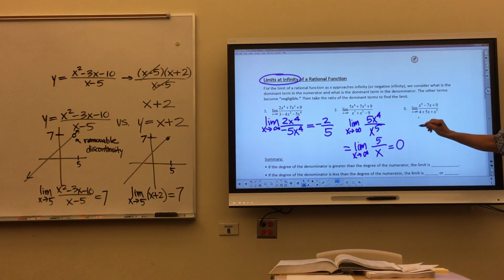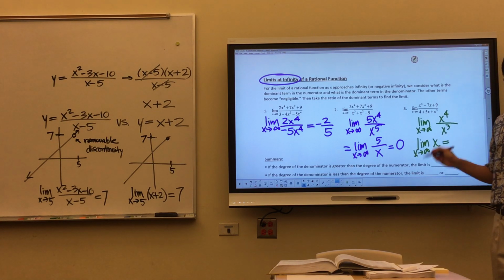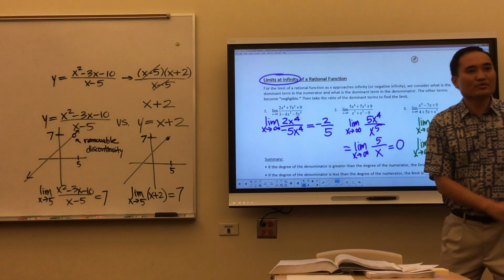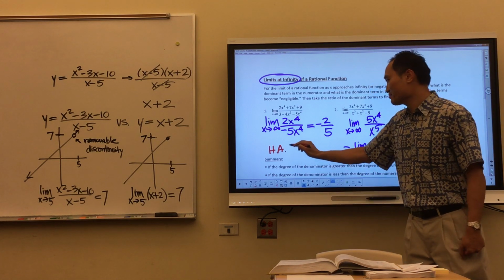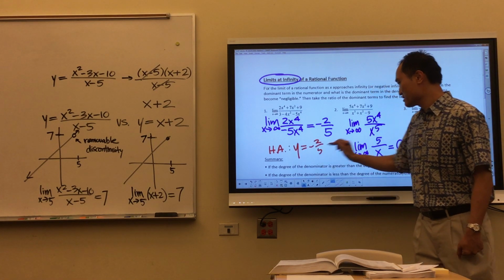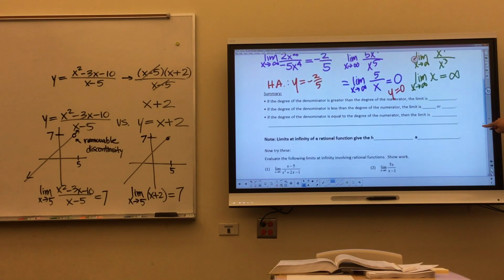And then finally this one, the limit as x approaches infinity: the dominant term in the numerator is x to the fourth, denominator is x to the third. So this is the limit as x approaches infinity of x. And as x approaches infinity, what is x approaching? Infinity. What is the significance of the number negative 2/5? That's going to be the horizontal asymptote, y equals negative 2/5. Here y equals 0. And then this one tells us there is no horizontal asymptote.